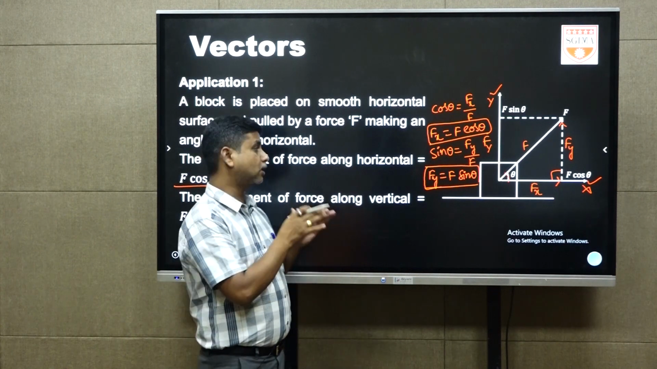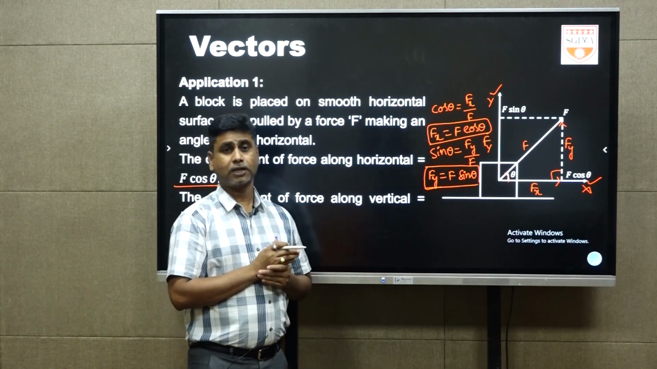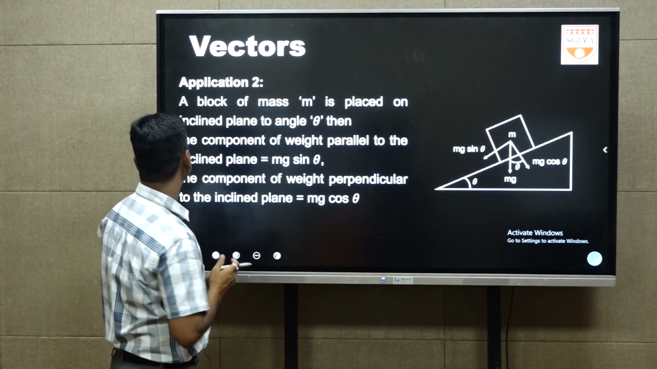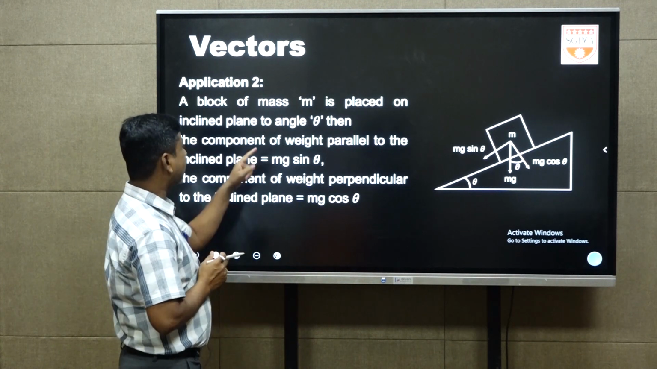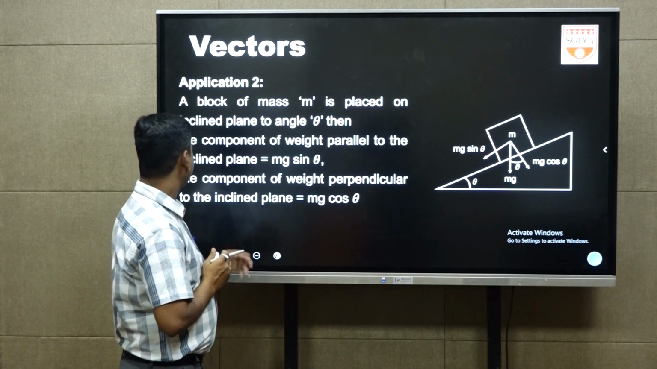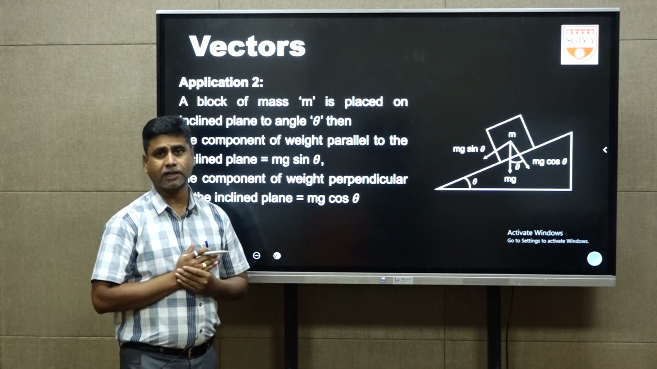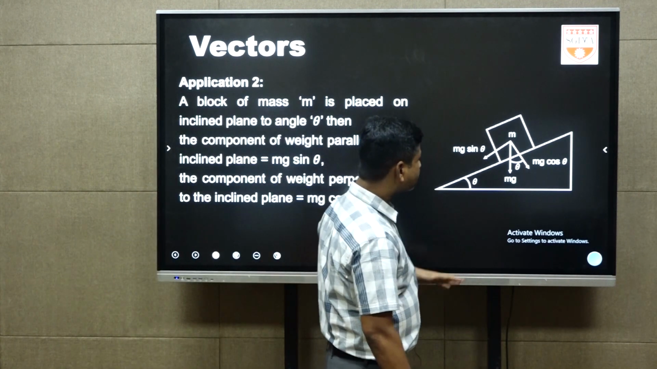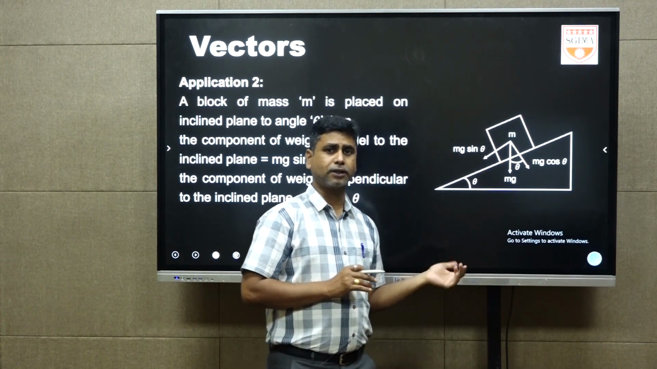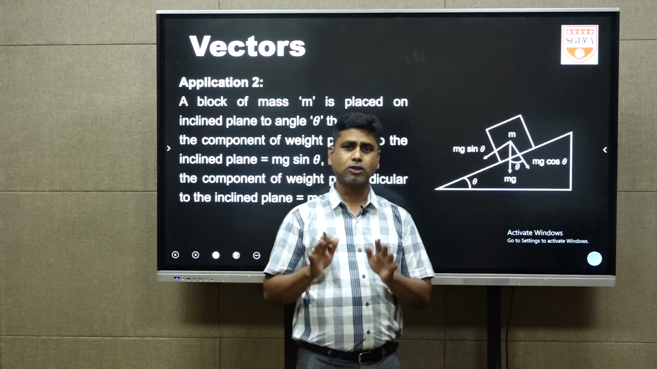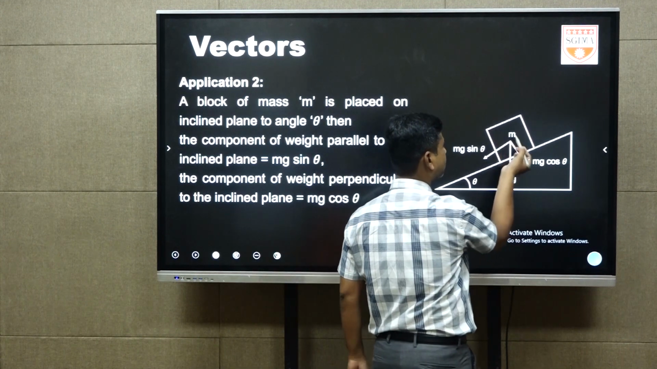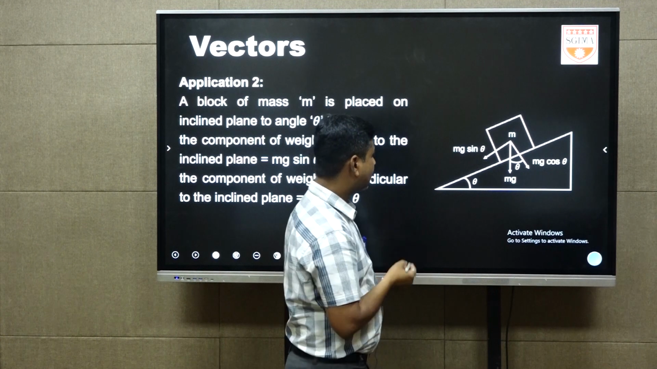But where was this application taken? On the smooth horizontal surface. The next application, if you observe: a block of mass m is placed on an inclined plane of angle theta, then find the component of weight parallel to the inclined plane and perpendicular to the inclined plane. Here the mass of the block is taken on the inclined plane. Then how to take the components? The first case we did was a block placed on a smooth horizontal surface. The second one is an inclined surface.